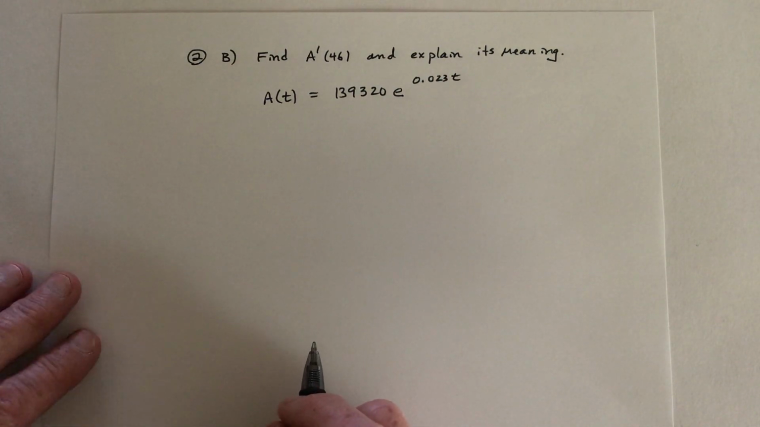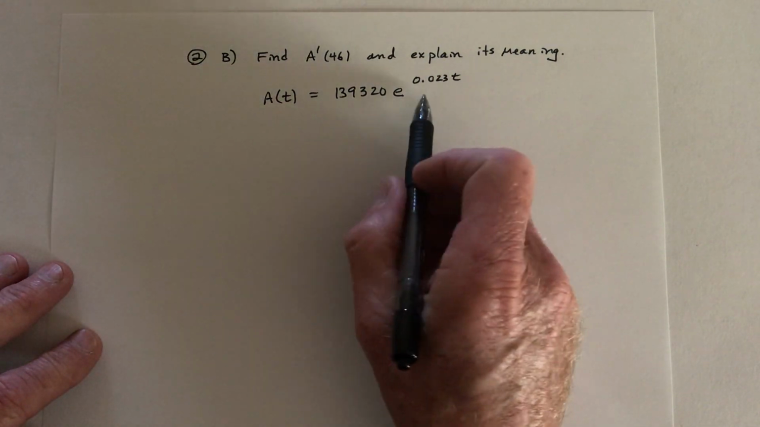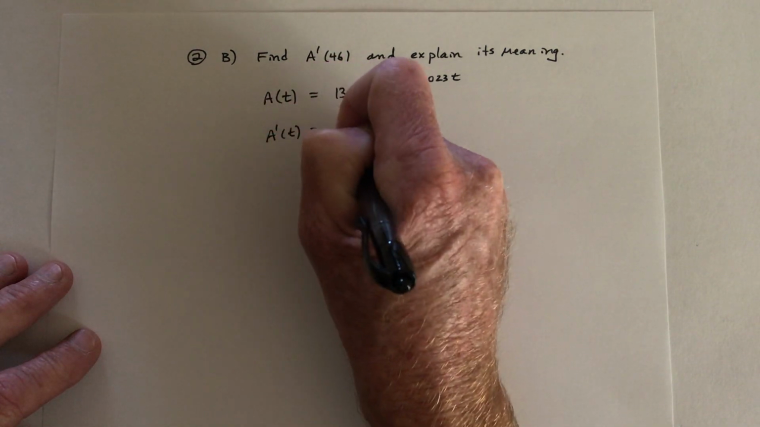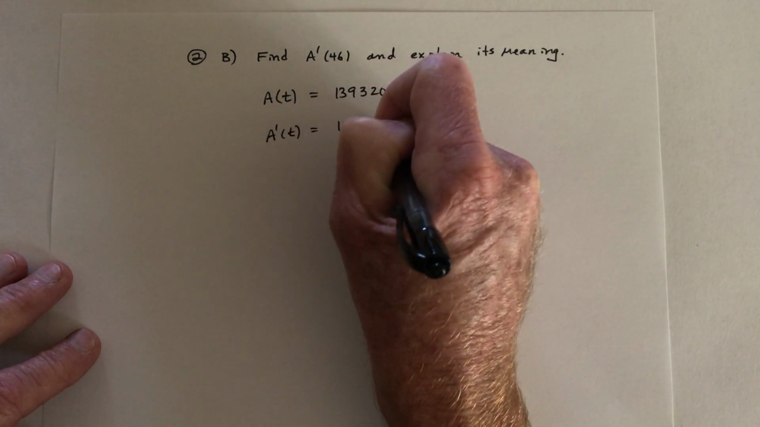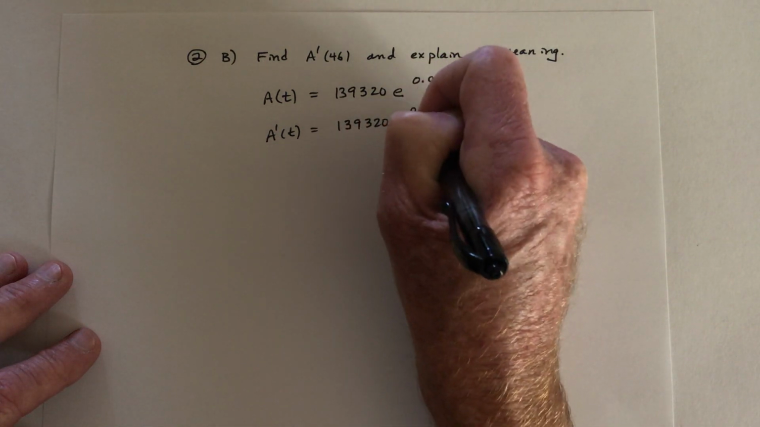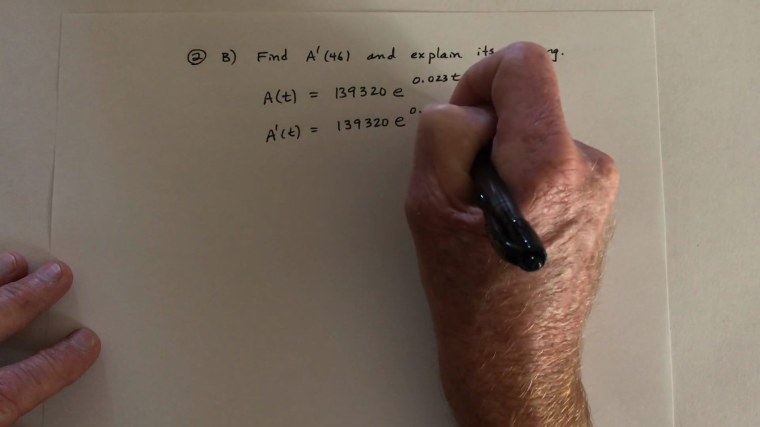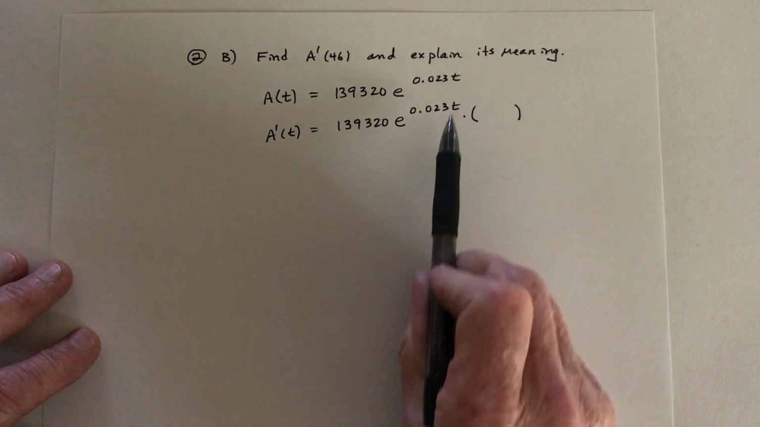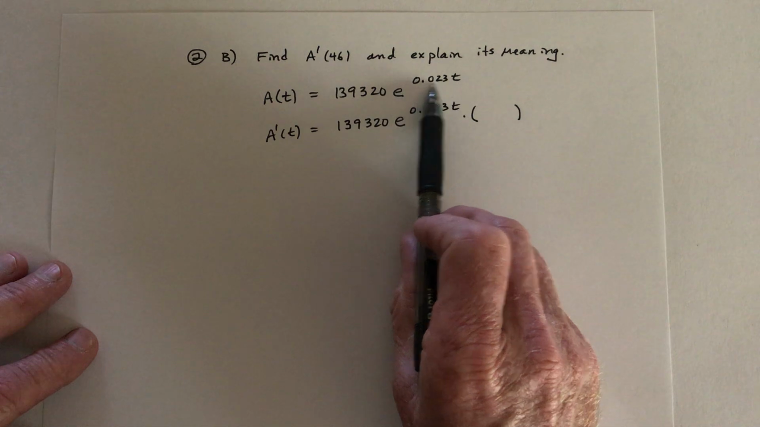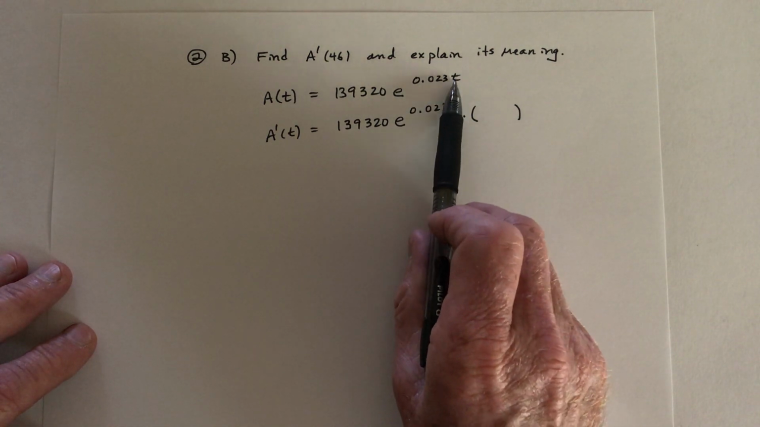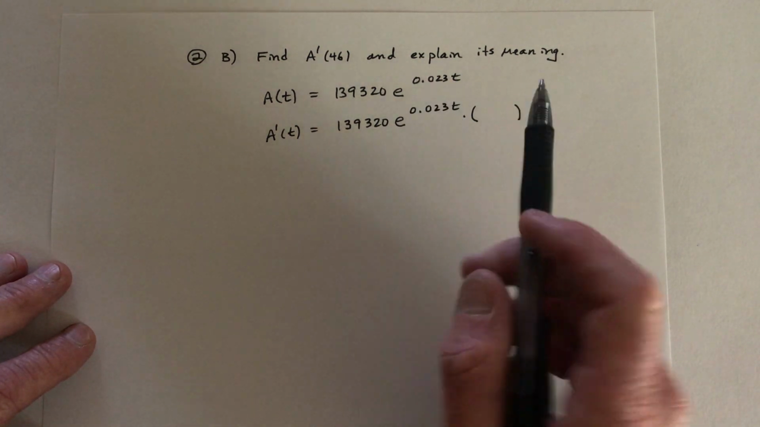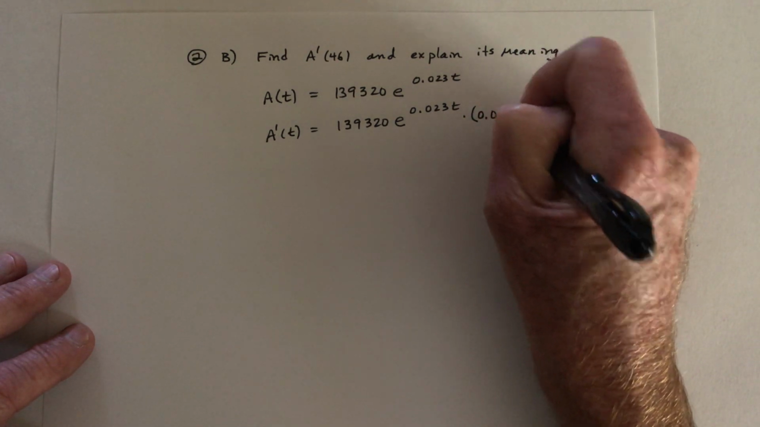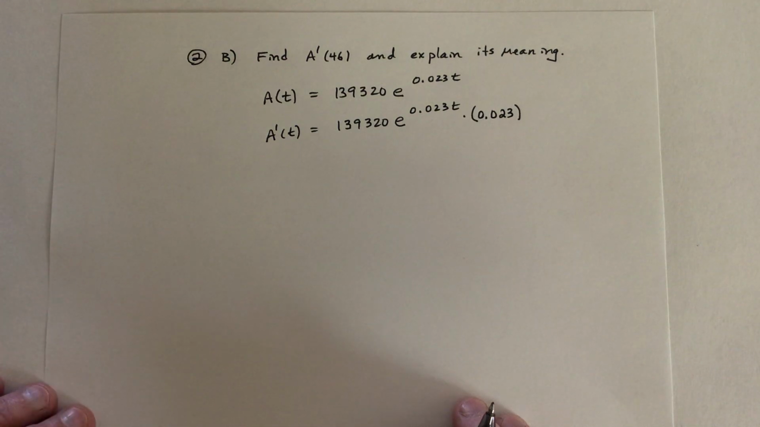Explain its meaning. Okay, since this is the e function, the derivative is going to be the same thing. The derivative of the e function is the e function. It's actually the only function that does that. But then there would also be the chain rule. You still need to take the derivative of this. Well, the derivative of t would be 1, so that means that we're multiplying with this decimal, 0.023. Okay, there's the derivative.